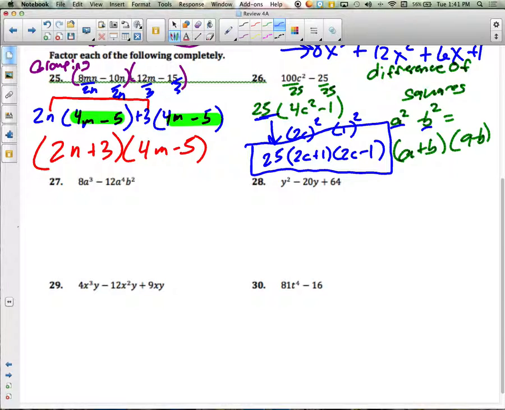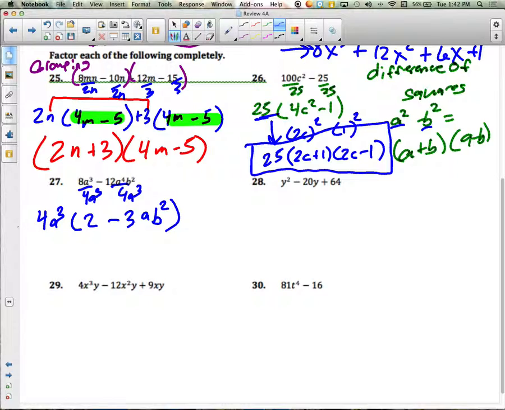All right, if we go to number 27 here, we've got 2 terms, and we're going to start out, we're going to look for the greatest common factor. So what can go into 8 and 12? Well, that would be a 4. And then they each have at least 3 a's, so I can take out an a cubed as well. So I'm going to divide each term by 4a cubed. And then that leaves me with 2 minus, and then 12 divided by 4 is 3. A to the 4th divided by a to the 3rd is a, and then b squared.